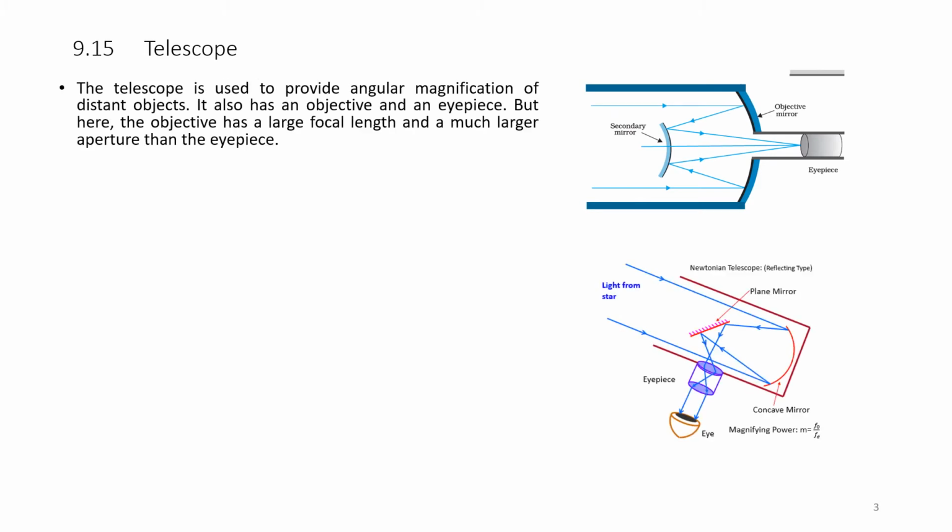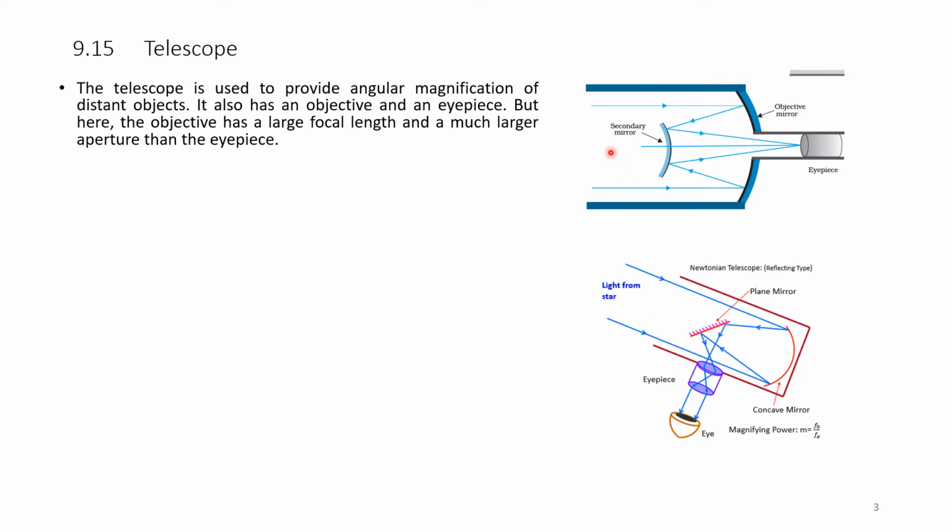A telescope is used to provide angular magnification of distant objects. It also has an objective and an eyepiece. But here the objective has a large focal length and a much larger aperture than the eyepiece.